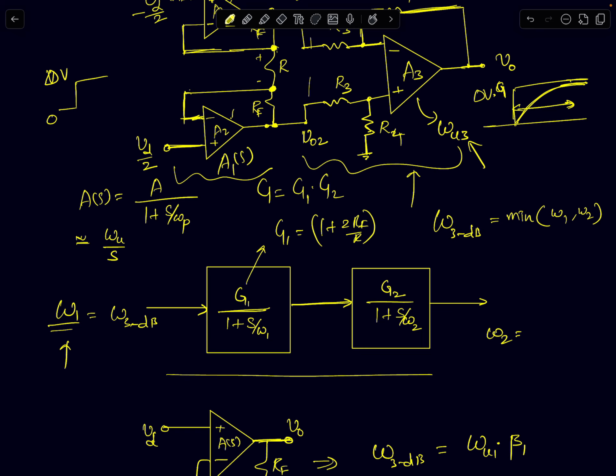Okay, so the slowest of the two systems, which means the system which has a lower UGB, will dictate the overall response of the system. So all we need to do is find out what this omega 1 and omega 2 depend upon, and based on that we will take a call on who will dictate the overall response.